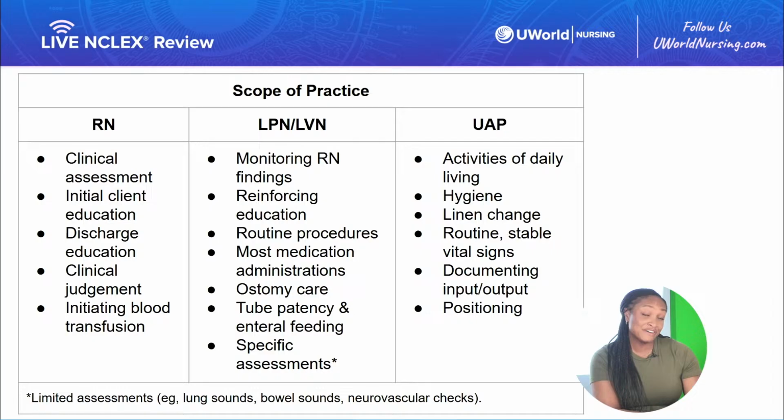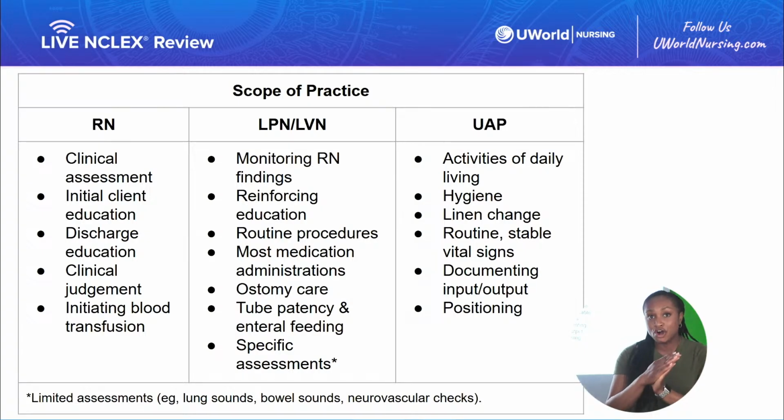So we're going to move on to some delegation type questions. Take a look at these scopes of practice, the differences between an RN, an LPN or LVN, and a UAP. Try to get this into your head and memorize it. You can screenshot it if you would like, to help you answer these next few questions.